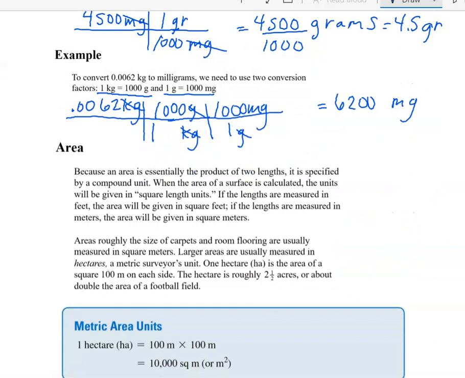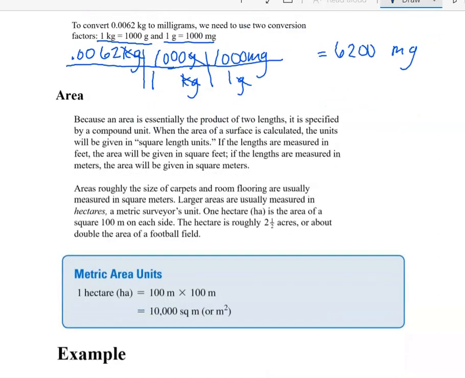Because an area is essentially the product of 2 lengths, it is specified by a compound unit. So we've talked about this before. We might have meters squared, inches squared, but the unit is always going to be squared whenever you talk about area.